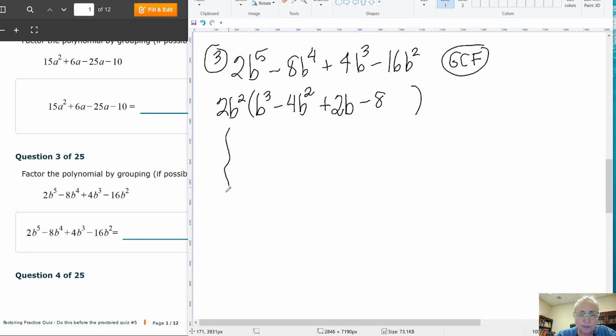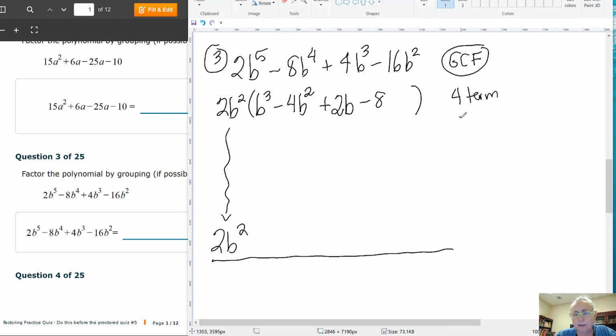So this is my greatest common factor. And I go ahead and put it down here in my final answer so that I don't forget it. And then I can proceed to doing this 4-term polynomial by grouping. So I'll do the first 2, drop this sign down, and the last 2. I notice that these 2 both have b squared. If I take out a b squared, I have a b minus 4 left. B squared times b is b cubed. B squared times negative 4 is negative 4b squared. My plus sign is here.